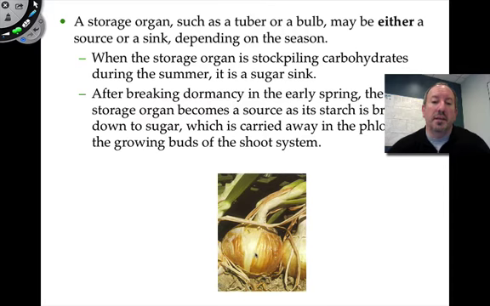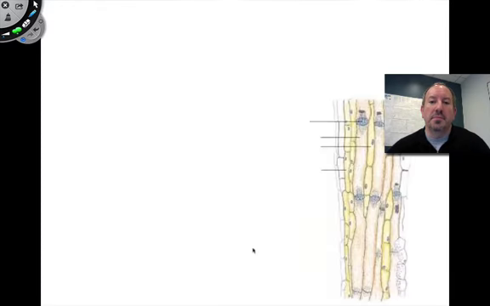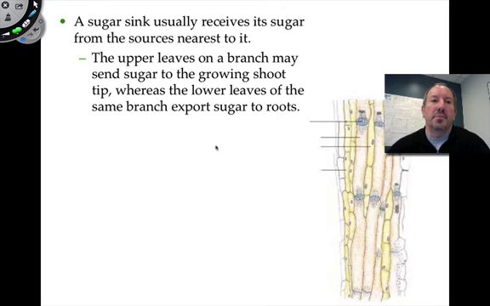In the second growing season, that actually becomes the source to grow the roots and the shoots and the flower. So it really depends on the season whether or not the bulb is going to be a source or a sink. So just to sort of mention that. And so the sugar source or sink usually receives sugar in the nearest location.